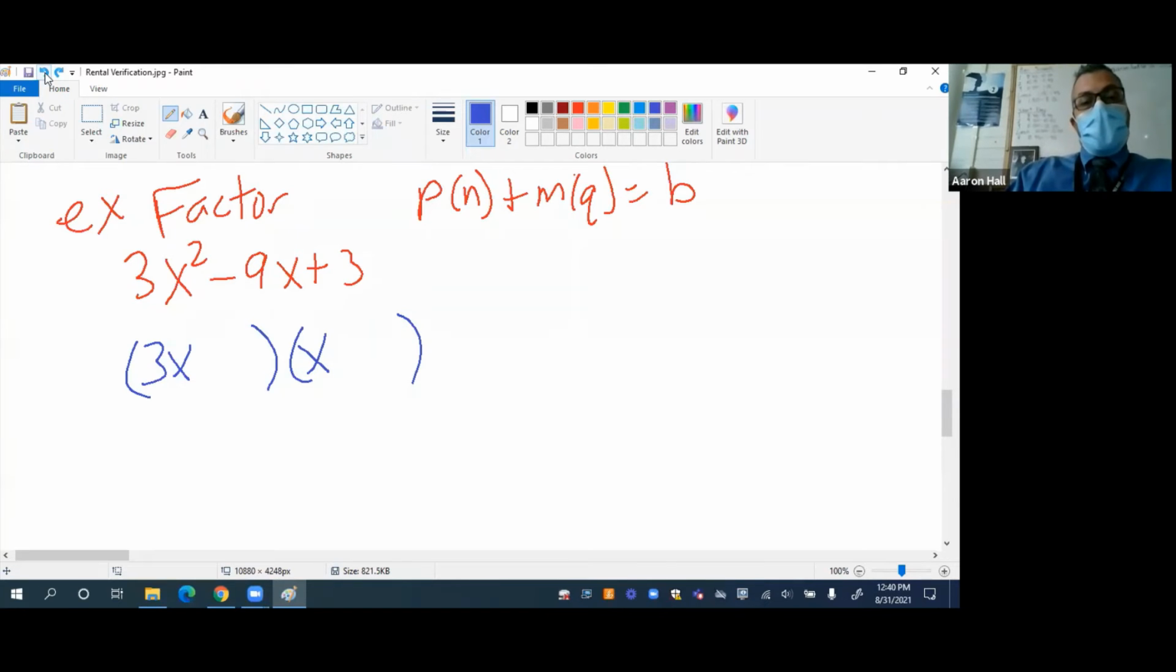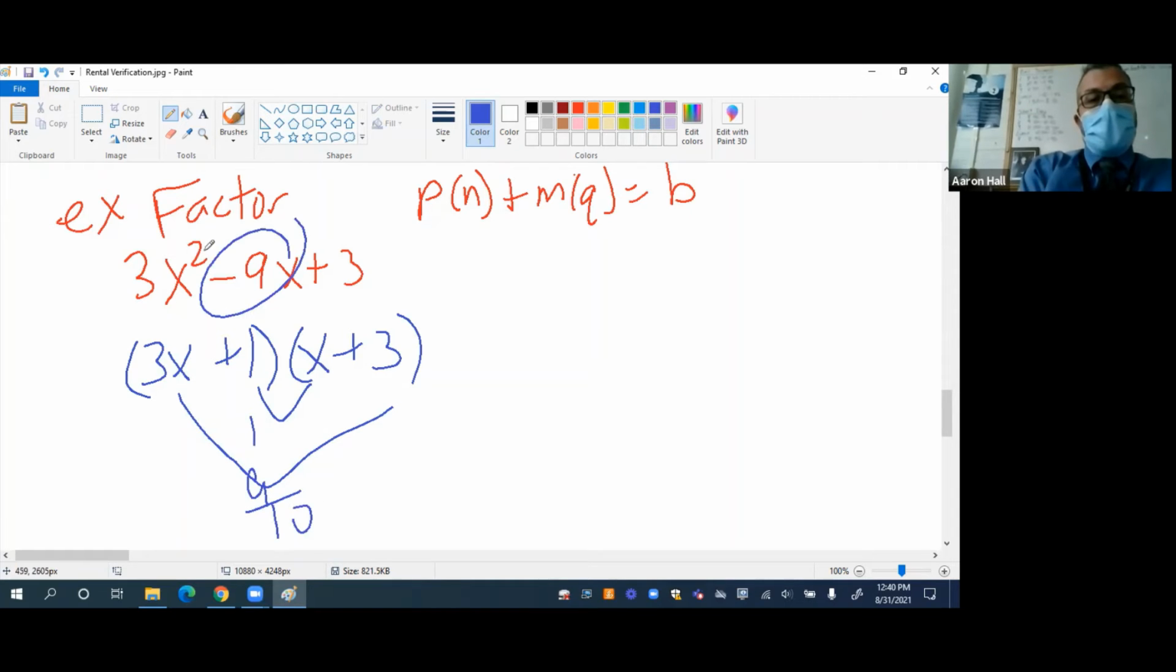Or flip-flop, right? If I try it this way, what do I get? Then we get 1 and 9, it gives me 10. Yeah, that doesn't work. Let's try it a different way.